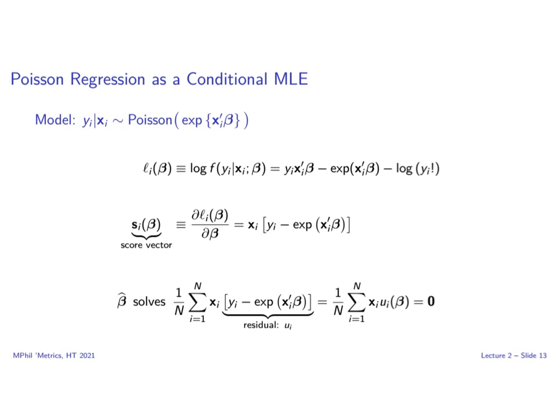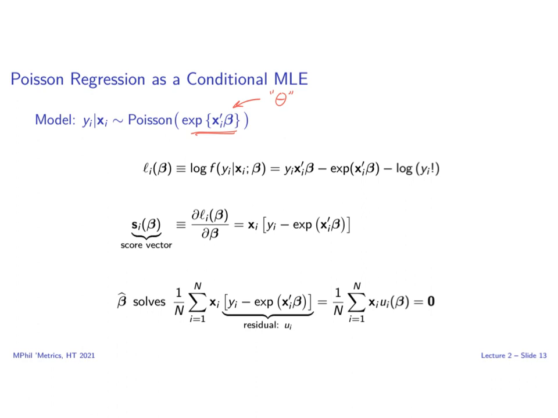Now we're ready to take a closer look at Poisson regression, which is an example of a conditional maximum likelihood model. Recall that we will specify a model of the form y given x follows a Poisson distribution with mean equal to e to the x prime beta. We don't assume that this is the true model. It's just a possibly misspecified model for y given x with which we are going to work.